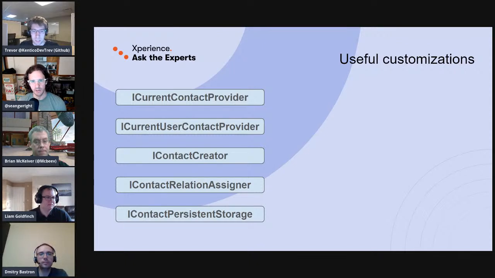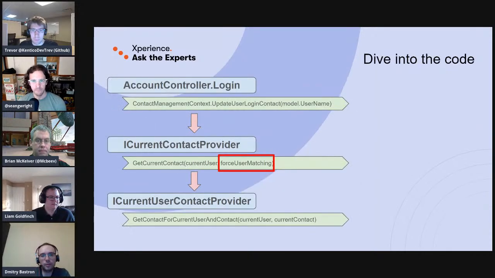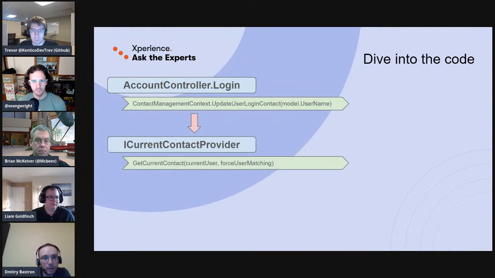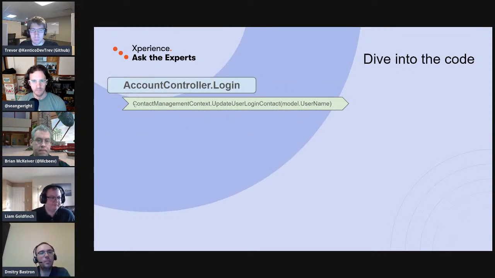Does this require you to change the code that's in your login method of your controller, or do you mostly spend your time customizing the implementations for these interfaces? No, the code within the login method stays the same. Let me just jump back. If you put this line of code within your login method, it tries to match the user and contact. So it instructs Kentico to attempt to match, and then all other customizations are done within these interfaces.